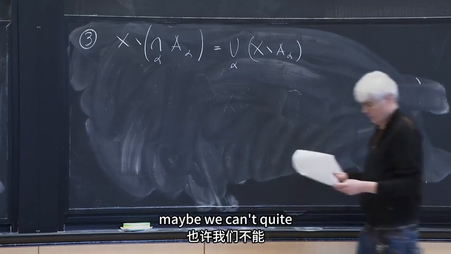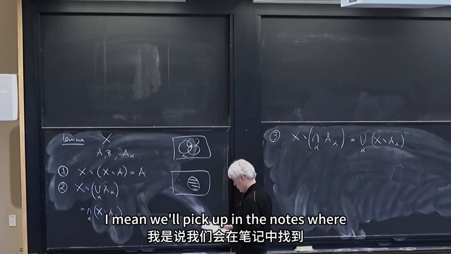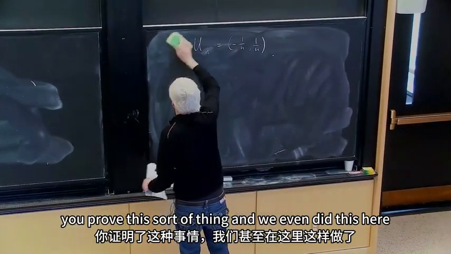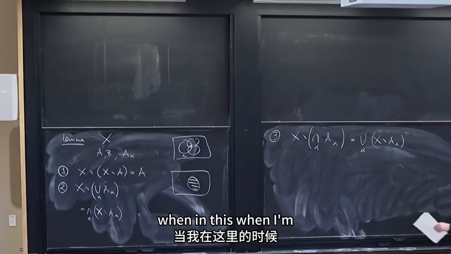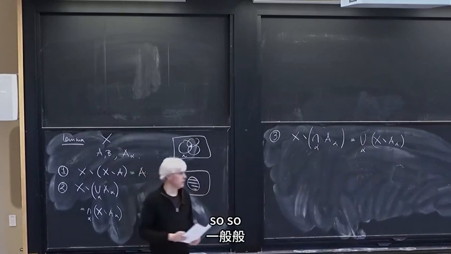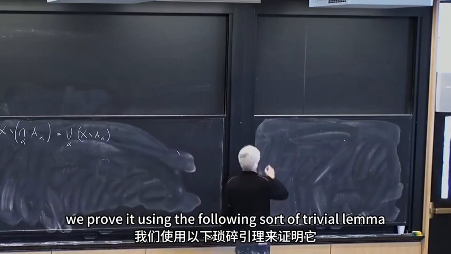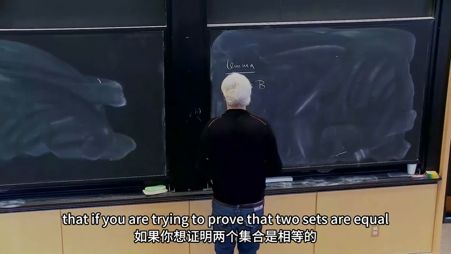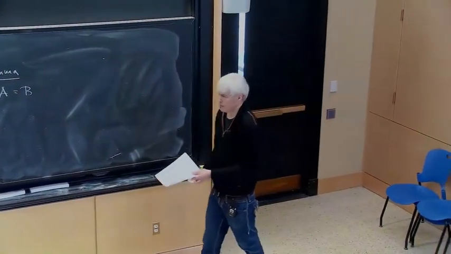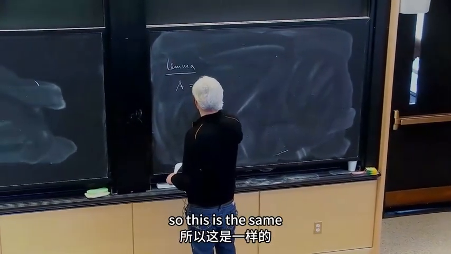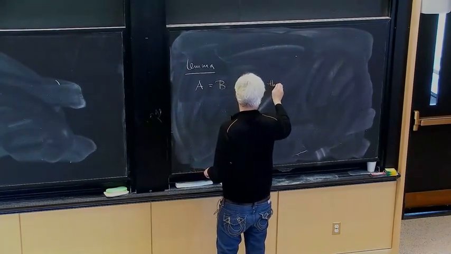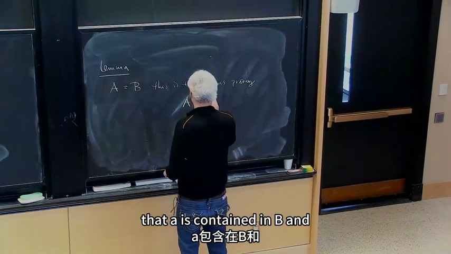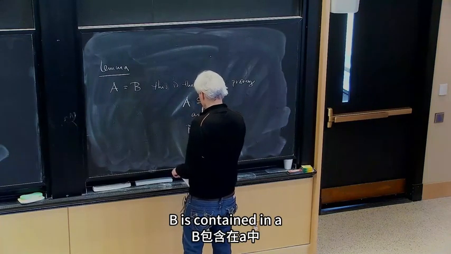And let me just say, maybe we can't quite, we'll pick up in the notes where the other stuff is. But let me just say that when you prove this sort of thing, and we even did this here when I'm just illustrating it with a picture, we prove it using the following sort of trivial lemma, and I wrote that out as a lemma in the notes: if you are trying to prove that two sets are equal, then in a way it's natural to divide this into two parts. So this is the same as proving that A is contained in B and B is contained in A.